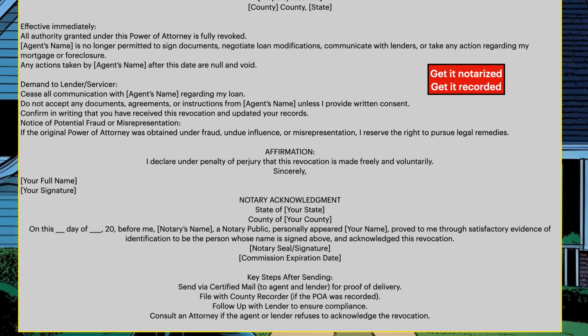Key steps after sending. Send via certified mail to the agent and the lender. File it with the county recorder. I would. It's very important. Follow up with the lender to ensure compliance. Don't just assume they got your paperwork so they know what time it is. Consult an attorney if the agent or lender refuses to acknowledge the revocation.